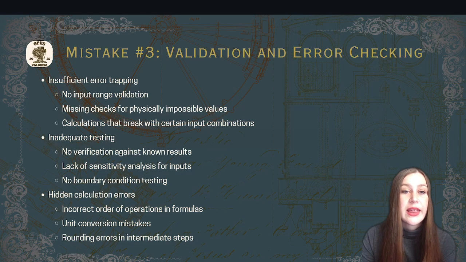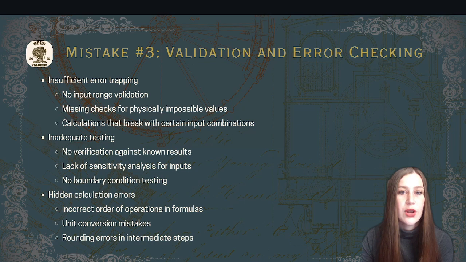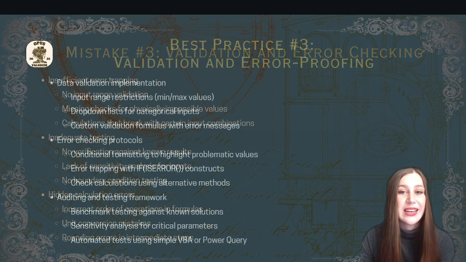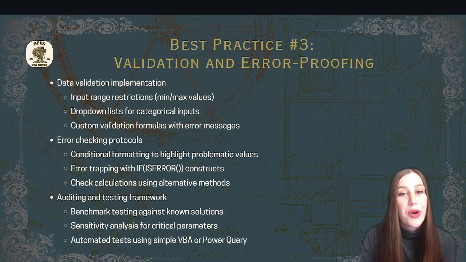Then, there might happen some hidden calculation errors, like incorrect order of operations in formulas, remembering BODMAS, or unit conversion mistakes, or rounding errors introduced in intermediate steps. We don't like making mistakes, and the best way not to make mistakes is to include validation and error proofing. It's more work, but you'll feel like less of an idiot at the end of a high-pressure week with low mental capacity when your error proofing saves you.